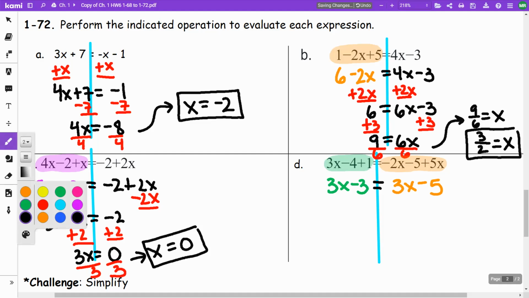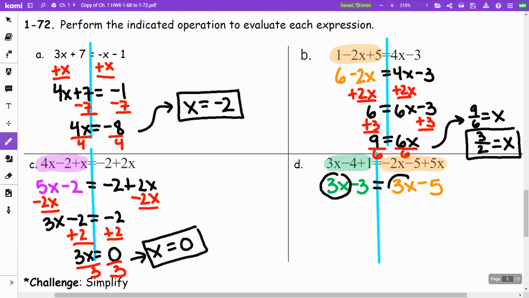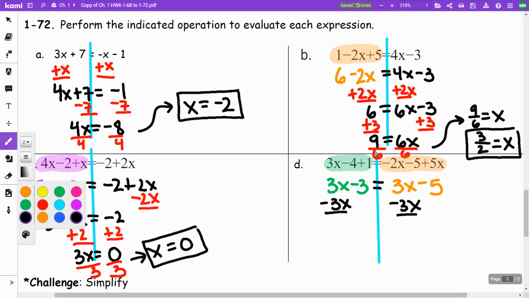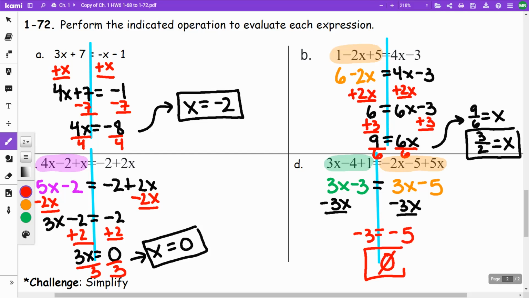Now, some of us might notice right away that I have a 3x on one side and a 3x on the other side, that those are going to cancel out. And I'm going to be left with a negative 3 and a negative 5, which are not going to be equal. Some of us may not have seen that right away, but when you subtract 3x from both sides, you are going to end up getting negative 3 is equal to negative 5. That is false. That's going to be no solution.